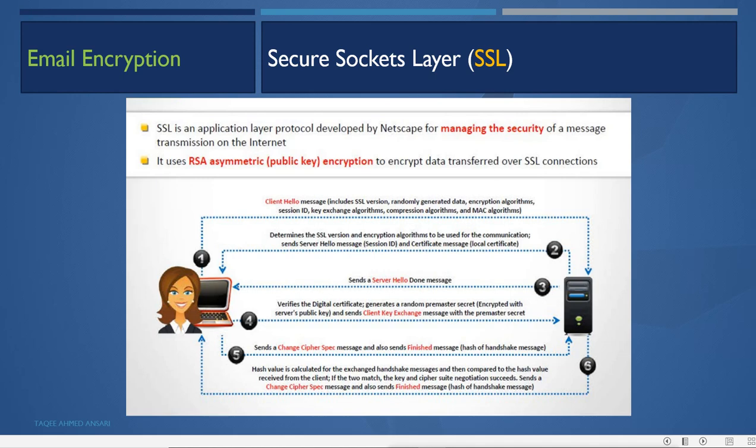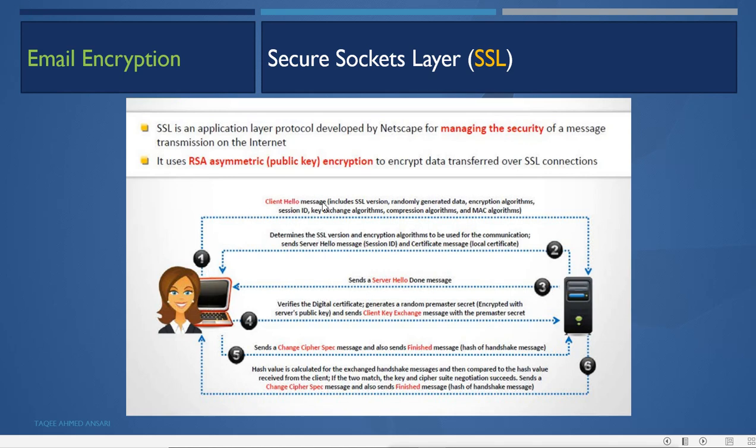So in this, this is the server and this is the client. So the client will do what? First, the client sends the hello message, which includes the SSL version, randomly generated data, encryption algorithm, session ID, key exchange algorithm, compression algorithm, and MAC algorithm. It sends it to the server. Now the server determines the SSL version and encryption algorithm to be used for the communication, and sends the server hello message with the session ID and certificate message, the local certificate.